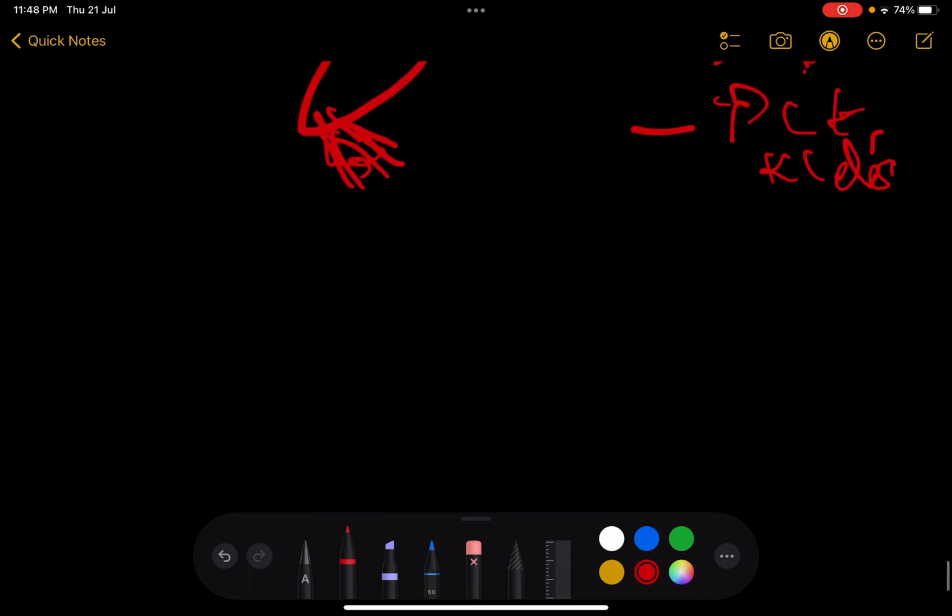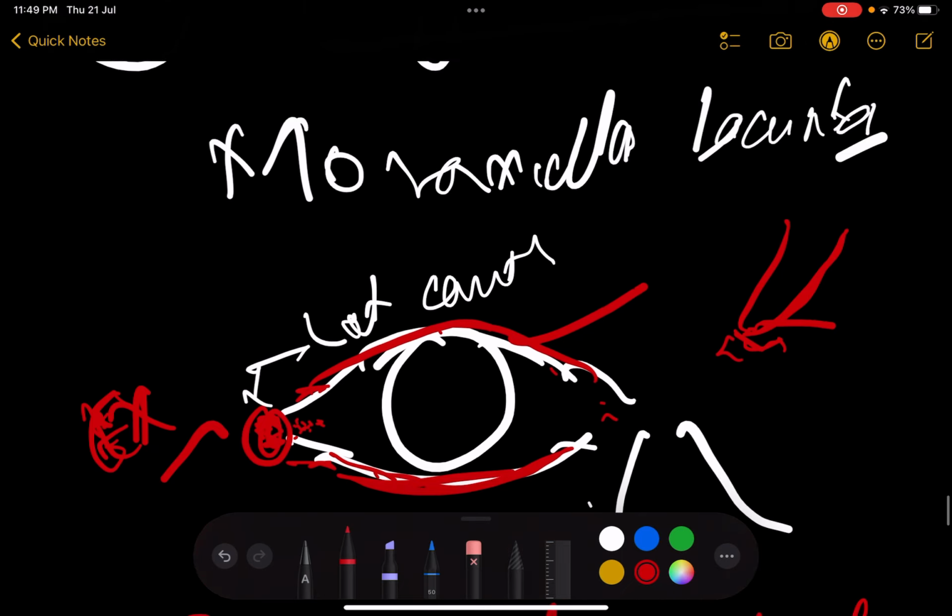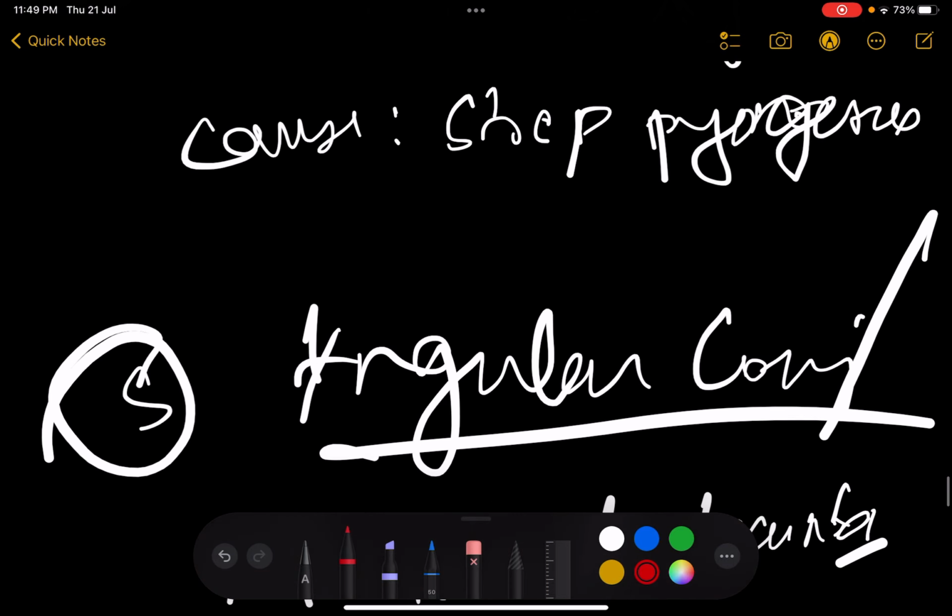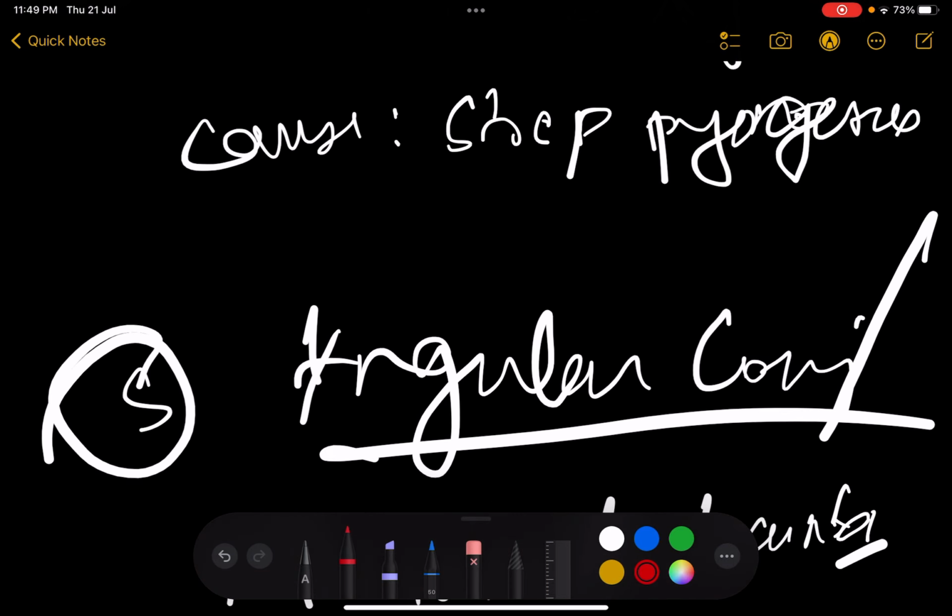Blepharitis is inflammation of the eyelid margin. The intermarginal strip is where the redness is seen. What I meant by the intermarginal strip is, if this is the eyelid, this is basically the intermarginal strip. So the intermarginal strip is involved in angular conjunctivitis. Angular conjunctivitis is a very important cause, though it's something niche.